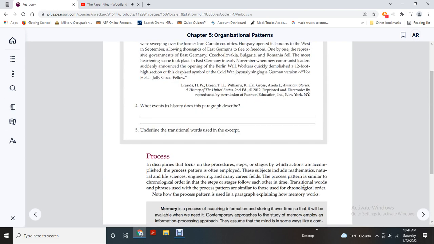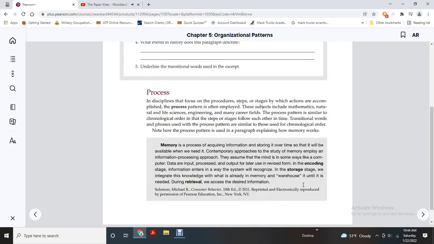Alright, process. In the discipline and focus of the procedure, the steps and stages by which actions accomplish the process. It is often employed with subjects including mathematics, natural and life science, engineering, and many career fields. The process pattern is similar to chronological order, where the steps and stages follow each other in time. Transition words and phrases for the process pattern are similar to those used with chronological order.